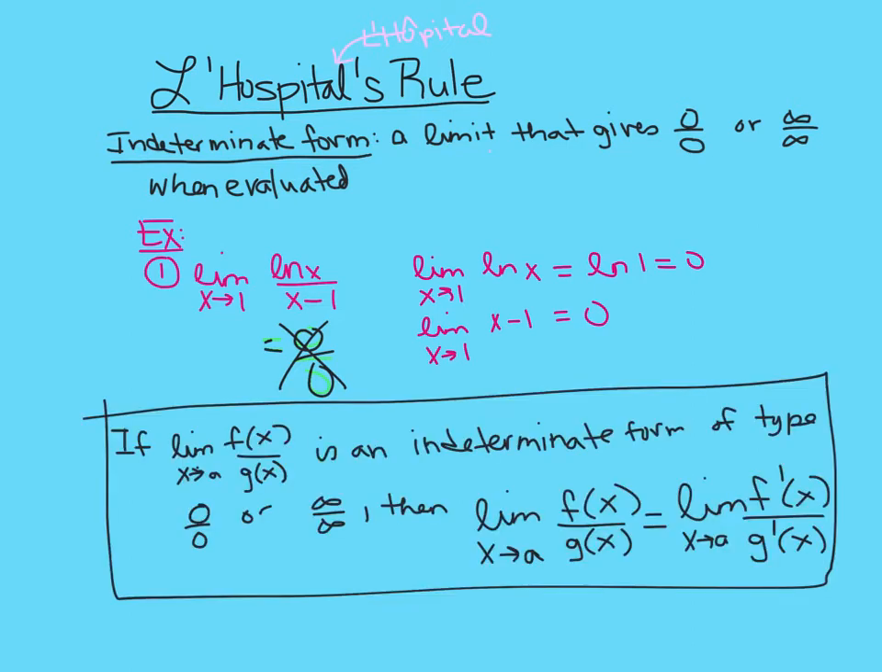So here's L'Hopital's rule right here. If you get an indeterminate form, then what you can do is take the derivative of the top of the fraction and the derivative of the bottom of the fraction, and then you can evaluate that limit. So let's do a few examples.